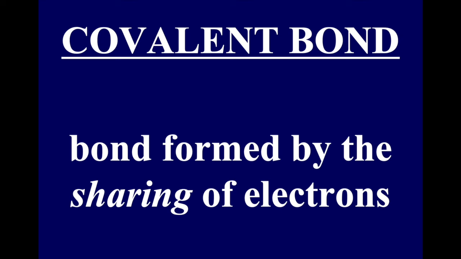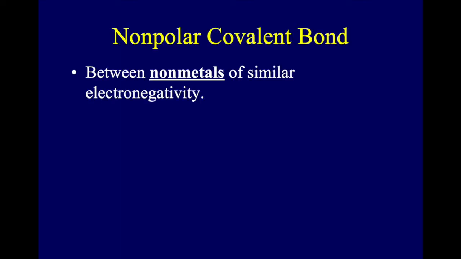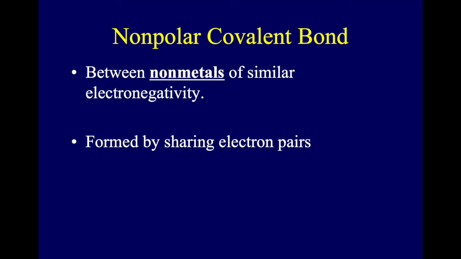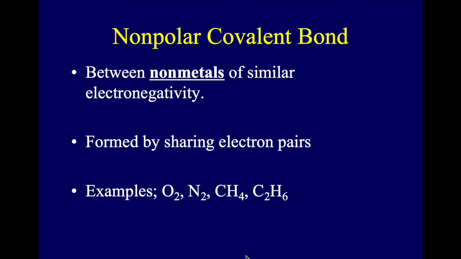Covalent bonds are formed by sharing electrons. As I said, we have the nonpolar covalent bond, which is between nonmetals with similar electronegativities. They share electron pairs. They could be the same element. Oxygen shares 2 pairs of electrons perfectly evenly because each of those oxygen atoms has the same pull on the electrons. Nitrogen shares 3 pairs of electrons, but one nitrogen cannot pull on them more than the other. Methane, carbon and hydrogen share their electrons fairly evenly because they have similar electronegativities. And then things with longer carbon and hydrogen chains also are generally nonpolar, which means no charges on them because they share their electrons evenly.